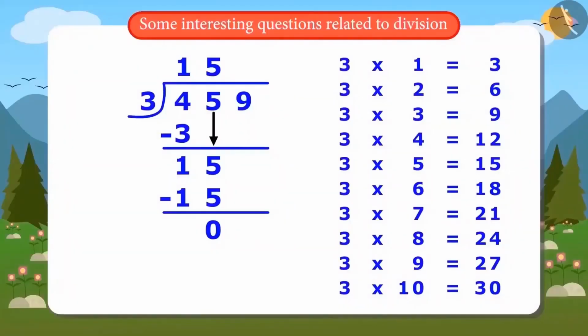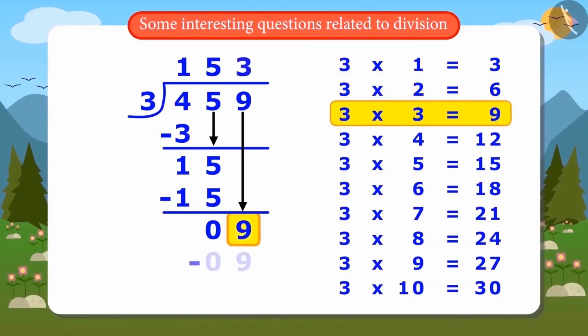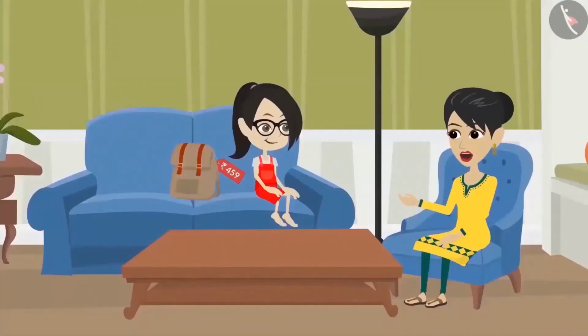Now the remainder is 0. Let's write the next number 9 near it. Now you have to divide 9 by 3. "Come on." "Okay, Mummy. 3 ones are 3. 3 twos are 6. 3 threes are 9. So the answer after dividing 9 is 3 and remaining is 0." "You are absolutely right, Vandana."